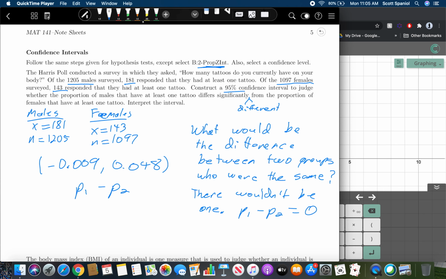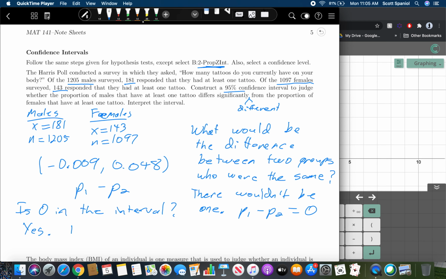So the question is, if there isn't a difference between the two groups, if they're the same, we would expect 0 in this interval. So back to this problem, is 0 in the interval? And the answer to that is yes, because the left-hand bound is negative and the right-hand bound is positive, so 0 is between those two numbers. So what can we conclude based on that?